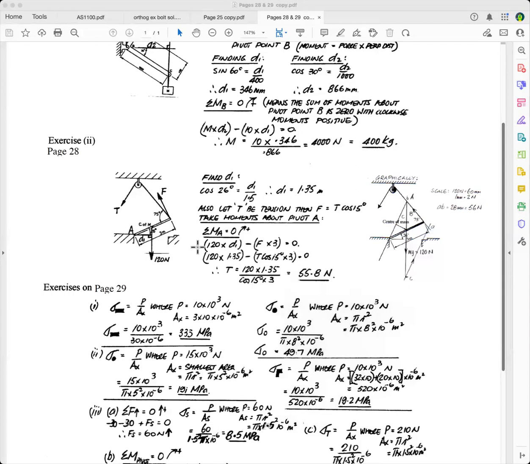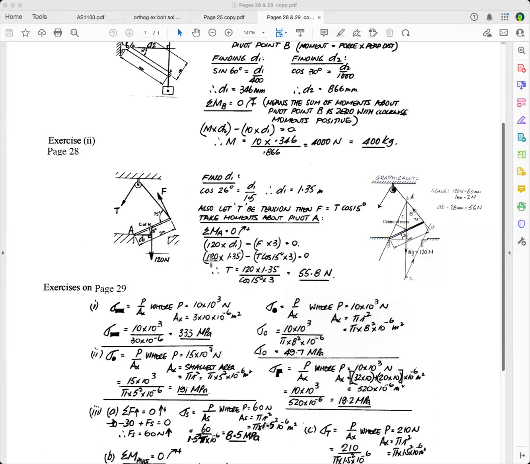So let's do it. We're saying the sum of the moments about A equals 0 with clockwise positive. So we've got 120 times D1, and that's going to go clockwise. So that's positive, minus F times 3. Now we're finding F there. And remember, F is T cos 15.